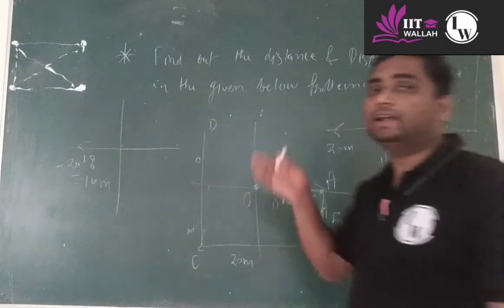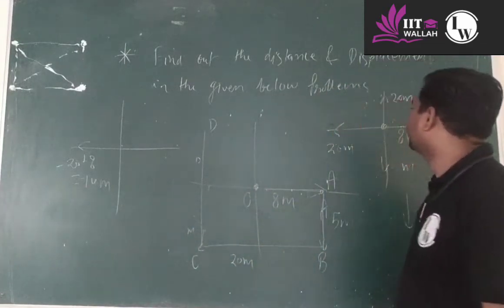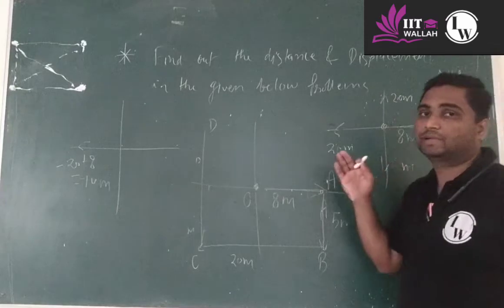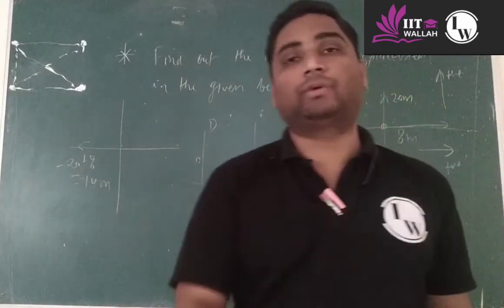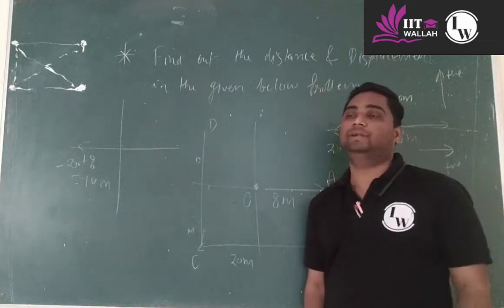Now see the vertical direction. In the vertical direction, the person goes upward 20 meters and comes back 5 meters.